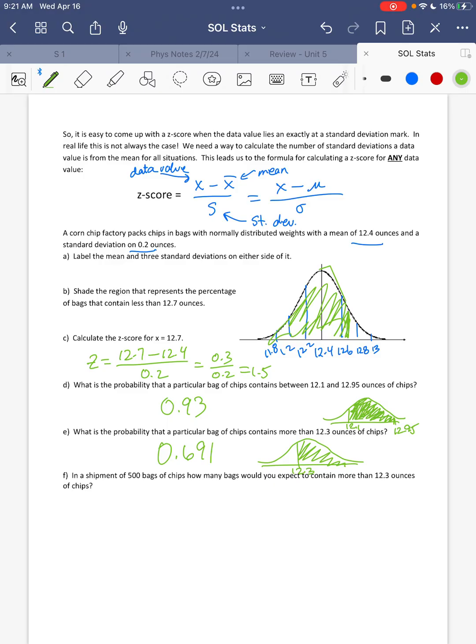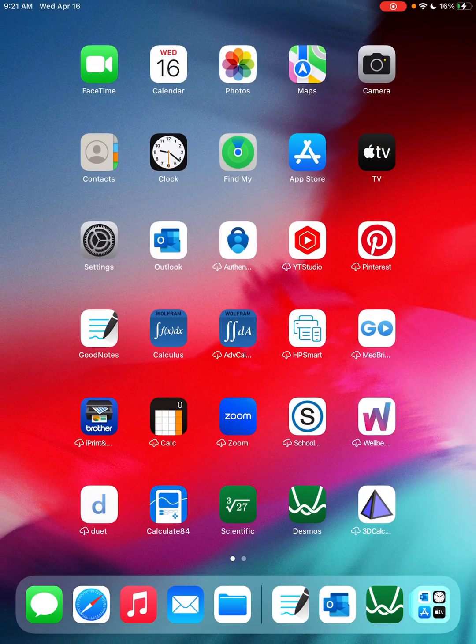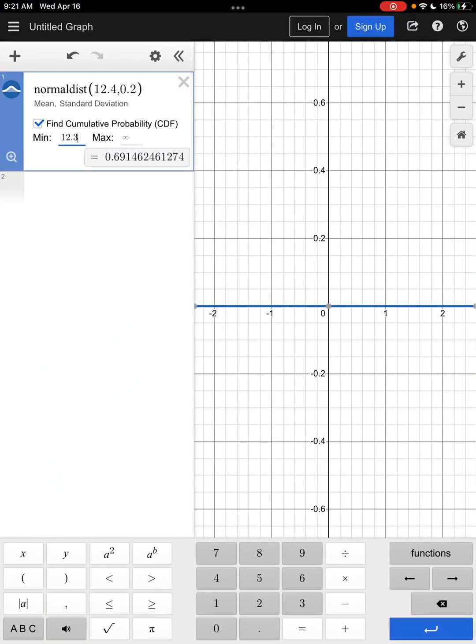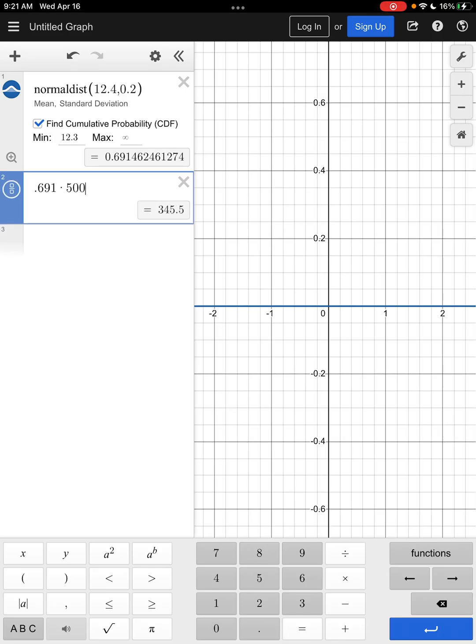So these are the things that you're going to have to do on the SOL test, all right? In a shipment of 500 bags of chips, how many would you expect to contain more than 12.3 ounces? Well, look here, I got 69%, and I need to know what 69% of 500 is. So 0.691 times 500. All right, so 345 bags.